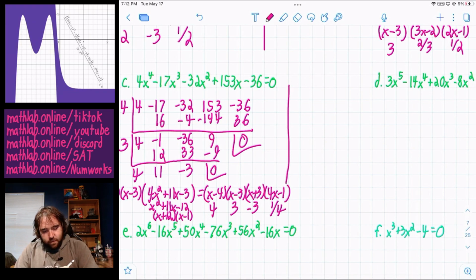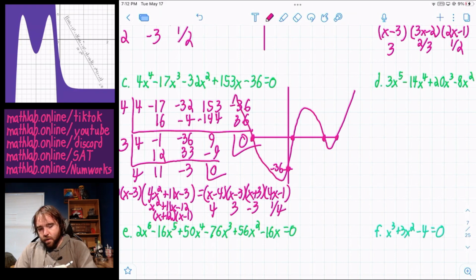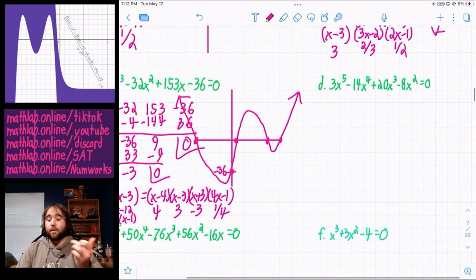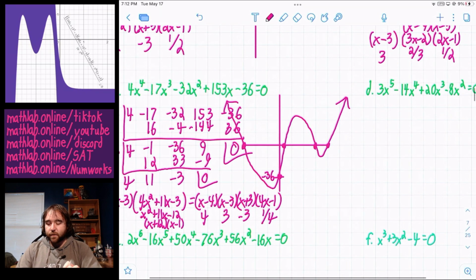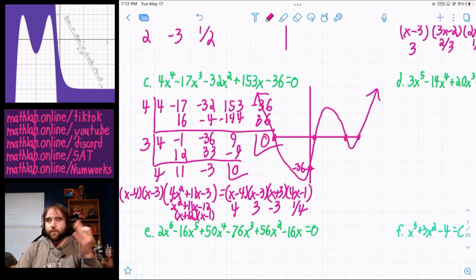Nice. Let's put the graph up. So 4, 3, negative 3, 1/4. Y-intercept, negative 36. There, there, and there. And look how they're going the same direction on both sides, since this is an x to the fourth graph. It's an even degree.